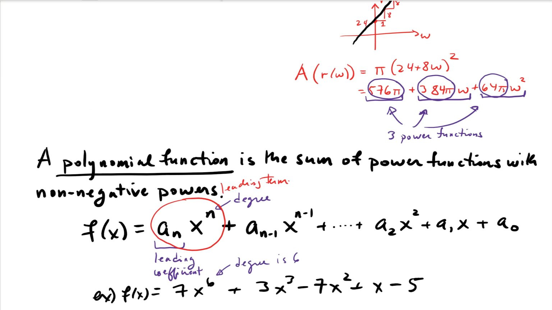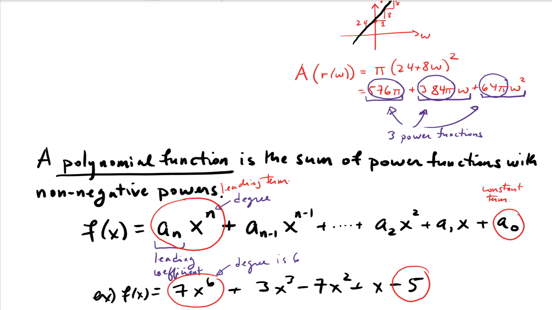Okay, so our leading term here would be all this. 7 would be the leading coefficient, 6 is the degree. There's also this guy that's important, that's the constant term. So the constant term here would be minus 5. And that's pretty much it.